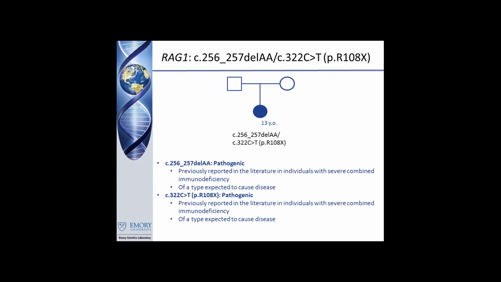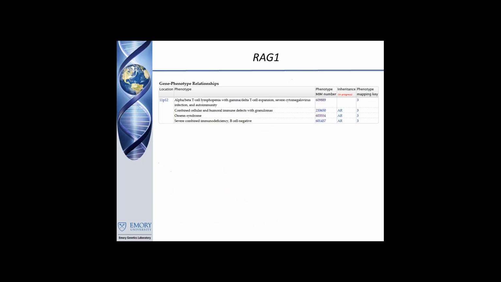On exome sequencing, we identified two variants in the RAG1 gene. Both were truncating. One was a frame shift, the other was a nonsense variant, and both had previously been reported in the literature in individuals that had severe combined immunodeficiency, and they were both of a type expected to cause disease. This is just a brief overview of the phenotypes that are listed with this particular gene in OMIM. All of them have some level of immunodeficiency, which seems to fit with our patient's phenotype.